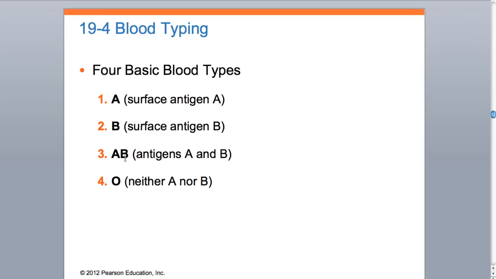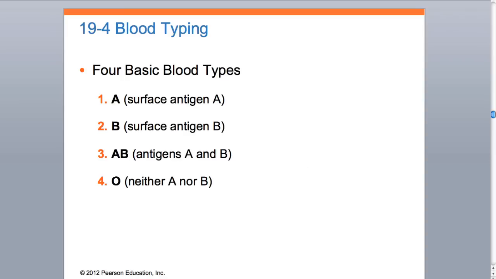Now, in this case, AB people have antigen A and B. But why is AB a universal recipient? Because of the other part of our story that we're about to see: AB people do not have antibodies against A or B. If you have no antibodies, you cannot react to any of the antigens. And that is why AB is considered a universal recipient.